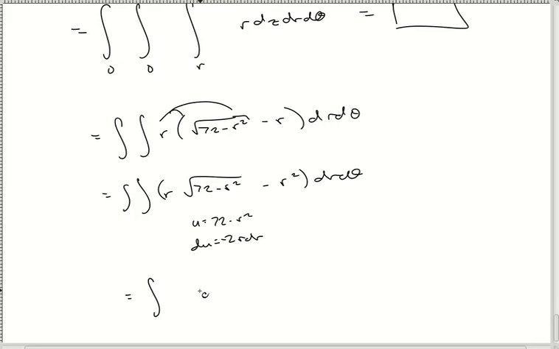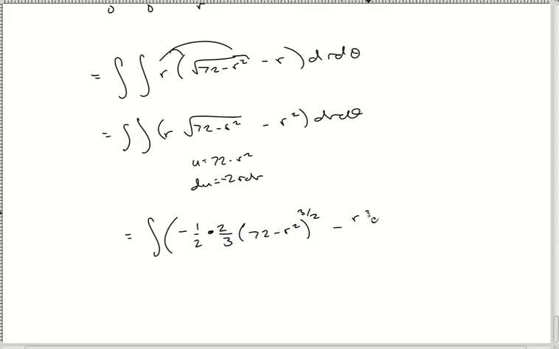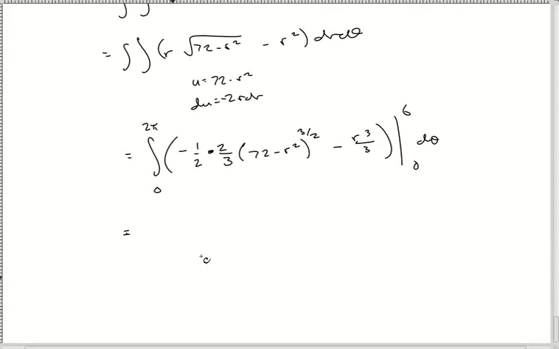Let's go ahead and just integrate. So that's u to the 1/2, and so then that's going to now be to the 3/2 power, something kind of like that. Over here we got r cubed over 3. It's pretty easy. From 0 to 6, and d theta. Go ahead and put the 0 to 2 pi in there to make it look good. So the 2's cancel, obviously. The 0 here and the 6 actually give you different kind of numbers, so watch out there.